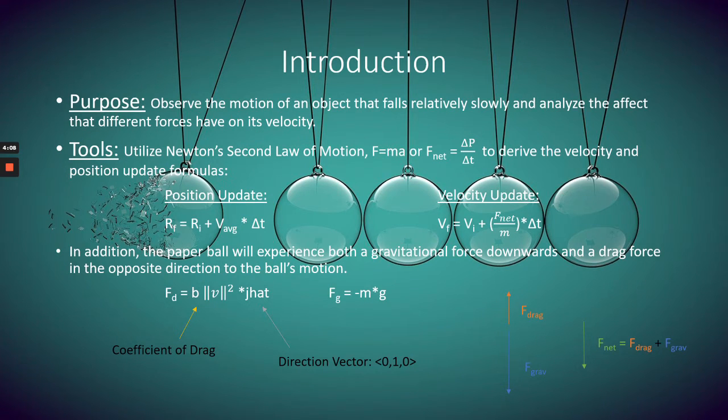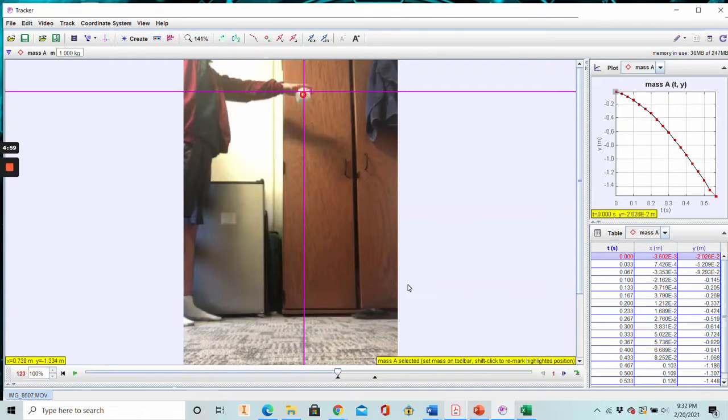Using all of these formulas and the knowledge that F_net equals F_drag plus F_grav, two different computational models can be produced and compared to an observed model of the ball's motion in Tracker. One will be the position based solely on gravity, and another will be the position influenced by both gravity and the force of drag. Here's my Tracker analysis, in which I set the coordinate axis origin at the center of my ball and align the y-axis with the side of my closet.